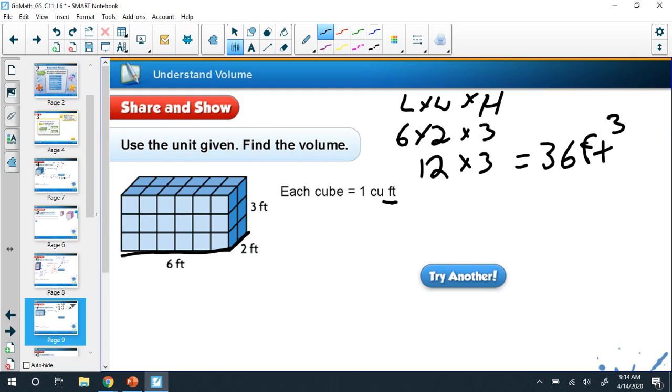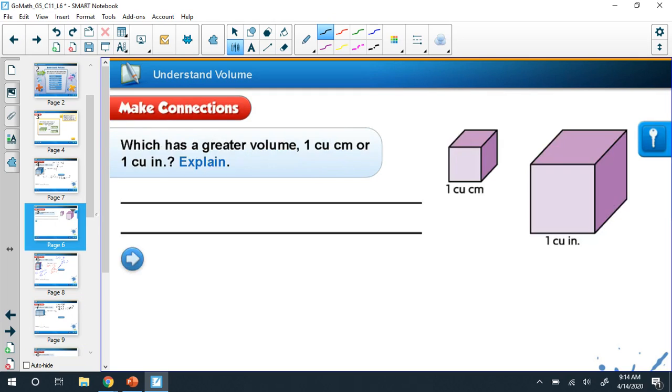All right. So the next thing we're going to talk about for this lesson is something that we kind of mentioned a little bit last time, and that is the difference between, say, a cubic centimeter and a cubic inch.